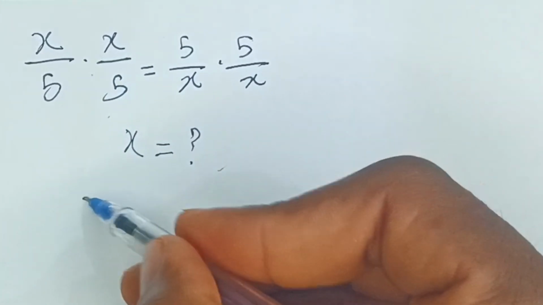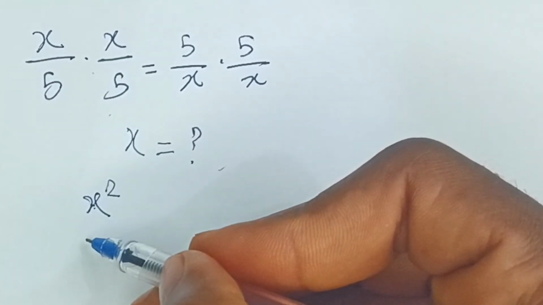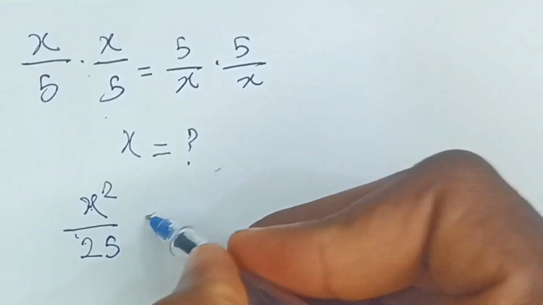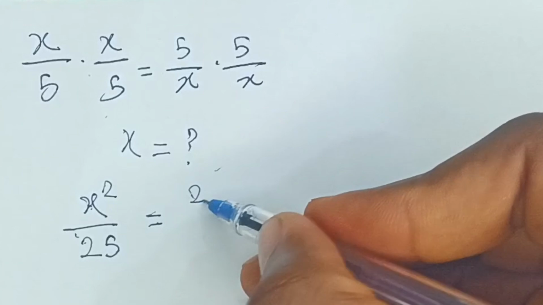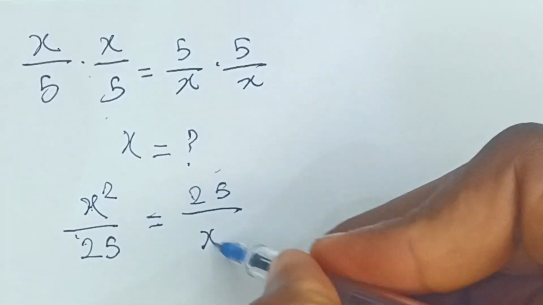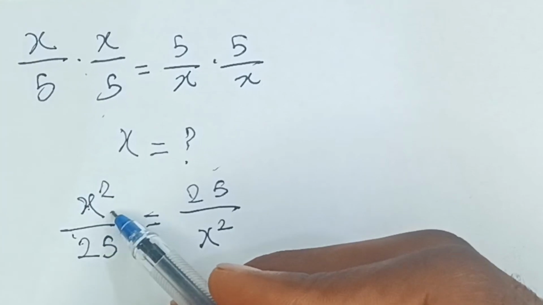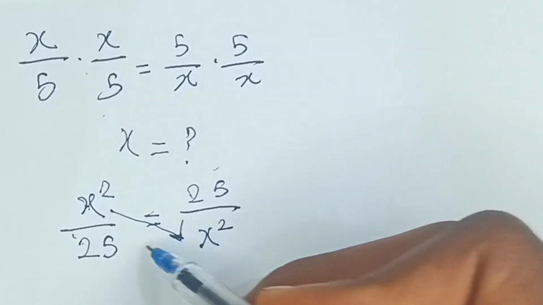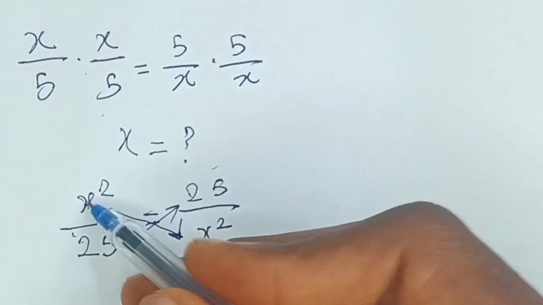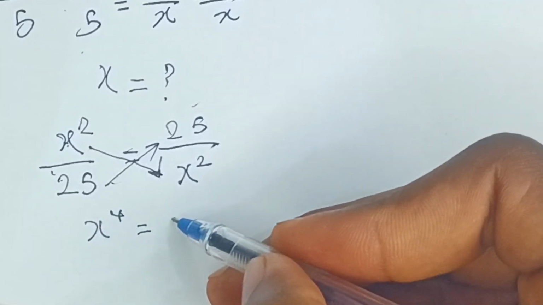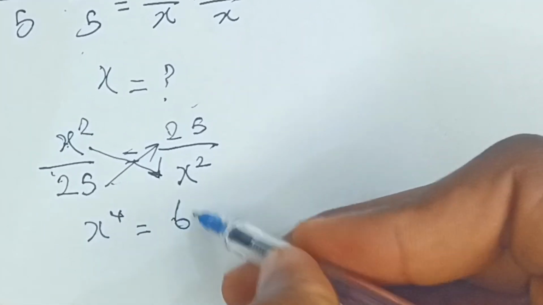So x times x is x squared over 5 squared, which is 25, is equal to 5 times 5, which is 25, all over x squared. Now, let's cross multiply. So we multiply like this and like this. We have x squared times x squared, which is x to the power of 4, equal to 25 times 25, which is 625.